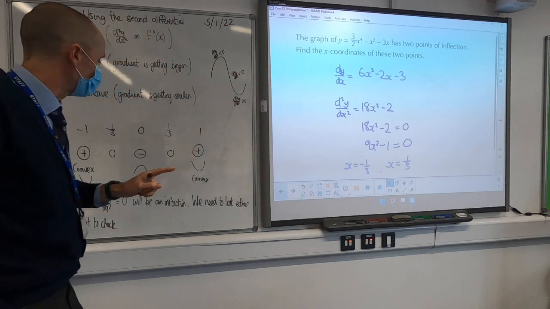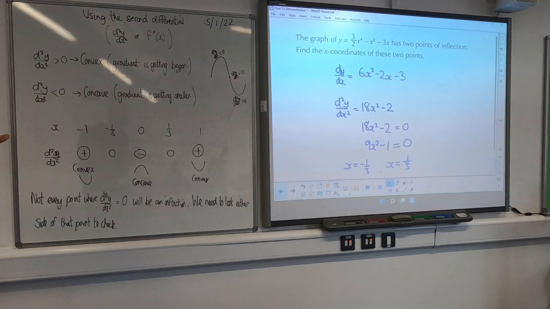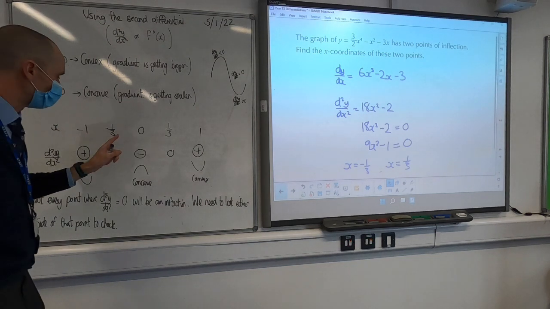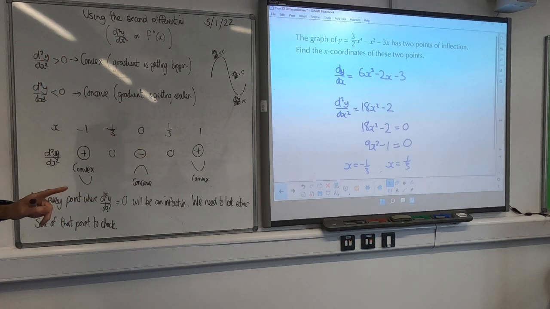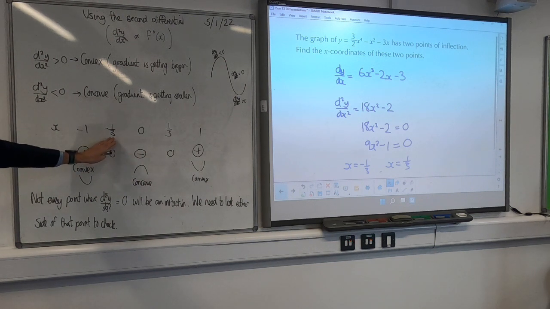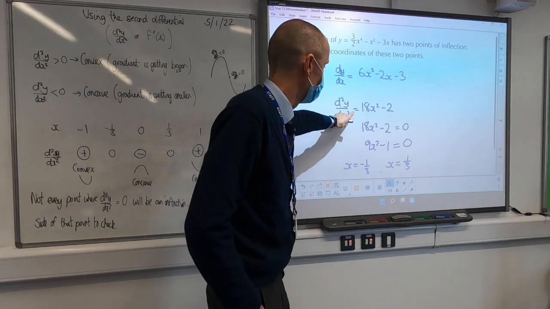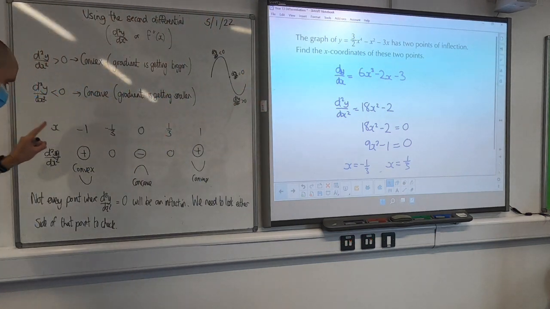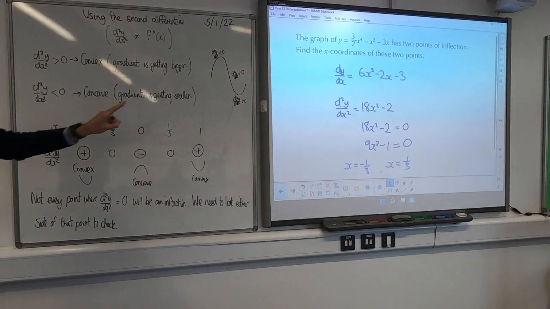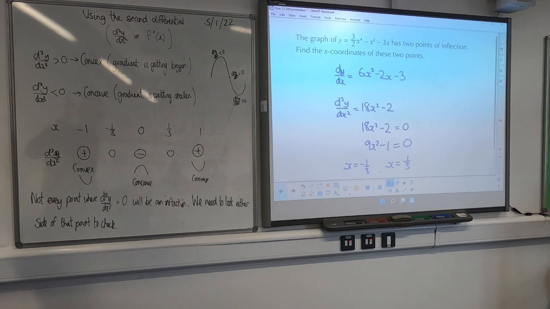So in this example, we found the places where d2y by dx squared was 0, and I just then looked either side of those x values just to see what was happening to the curve either side of that. When I made x equal to minus 1 in d2y by dx squared, the answer was positive, which told me it was convex. Now we don't know the actual shape of the curve, but we know a little bit more about it.